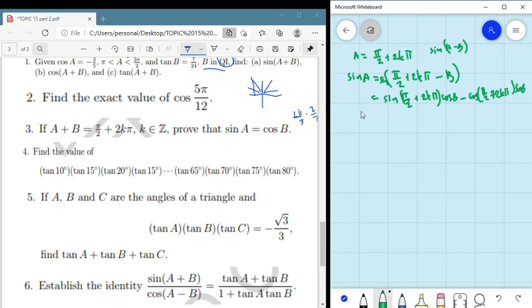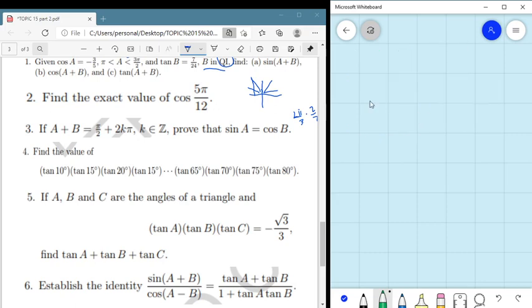Okay? So, if we are to recall, what is sine of pi over 2? Sine of pi over 2 is 1, times cosine beta, minus cosine of pi over 2, which is 0, times sine beta. Then, sine A, therefore, equals cosine B because the second term is equal to 0. Okay, so that is number 3. Let's proceed to number 4.